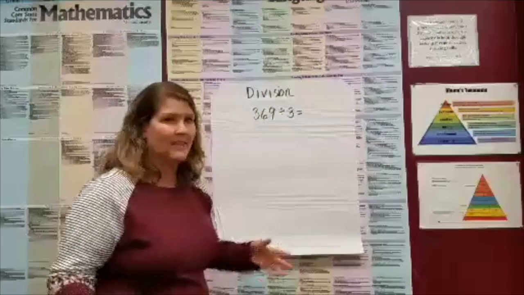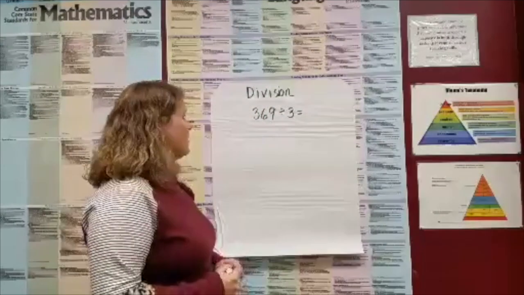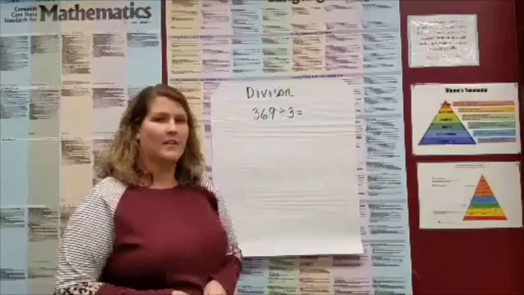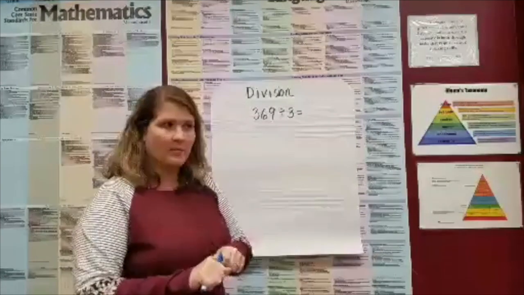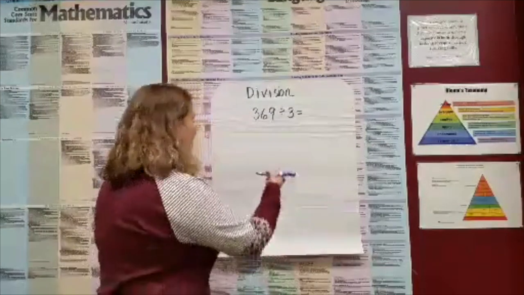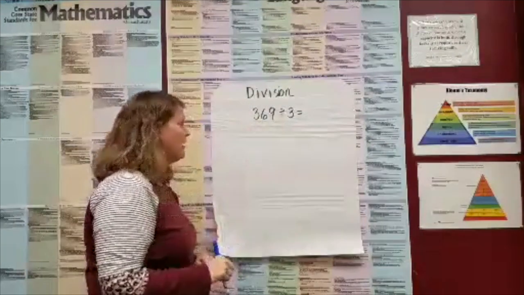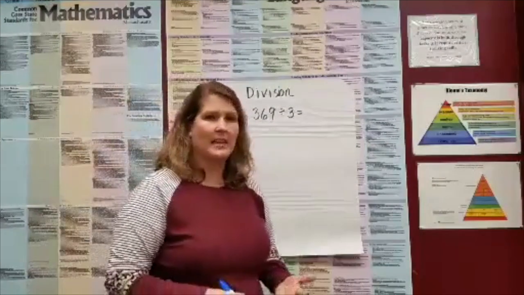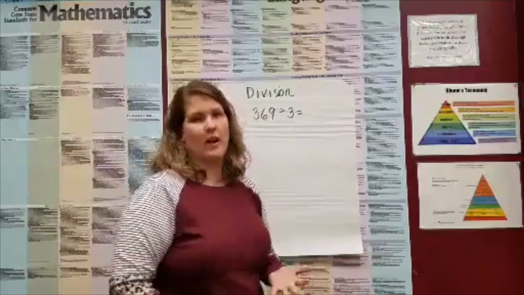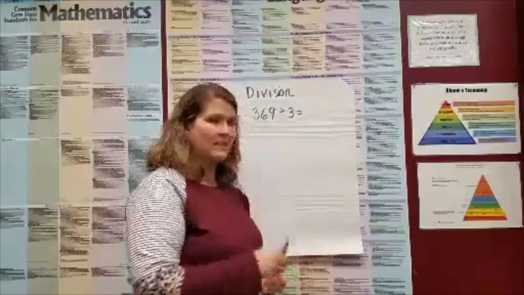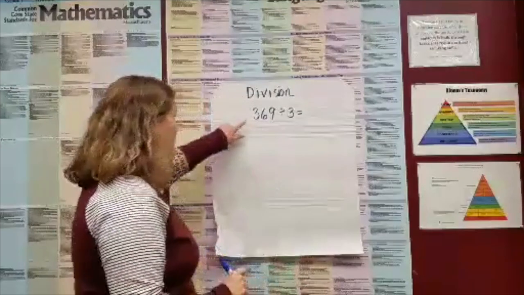So let's say I have a division problem such as 369 divided by 3 equals what? One thing I can do to solve this problem is use a quick pick. So watch what happens. I'm going to start by taking 369 and drawing it as a quick pick. Quick picks are something we do starting right in 1st grade, so by the time kids get to 4th grade, they should know exactly how to do this.